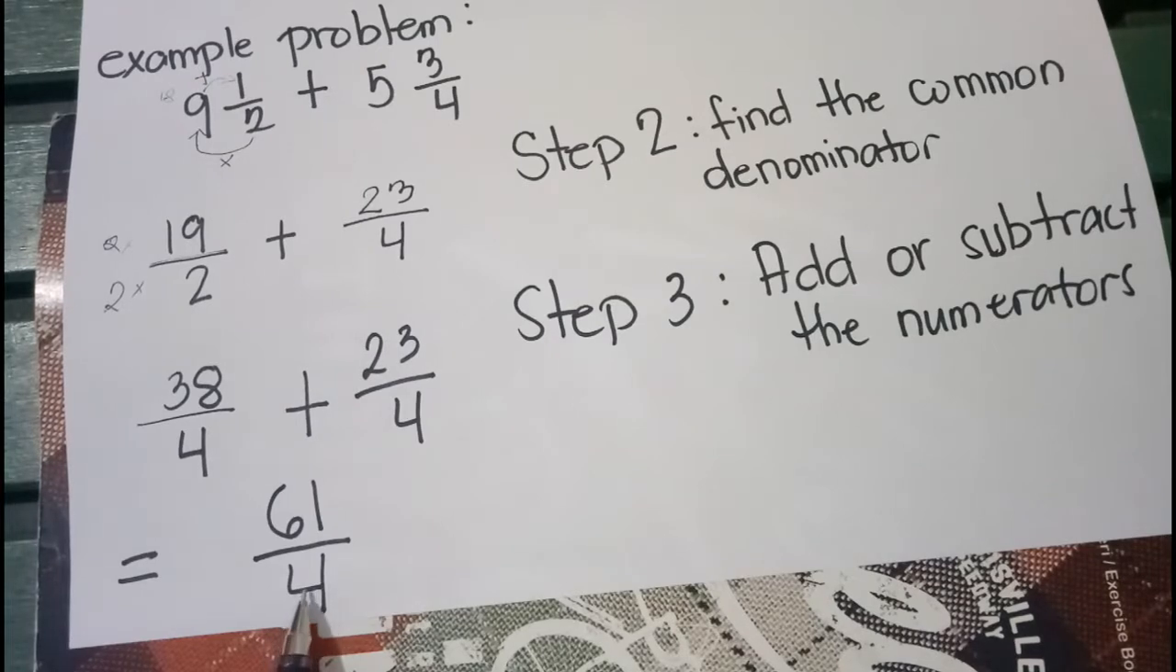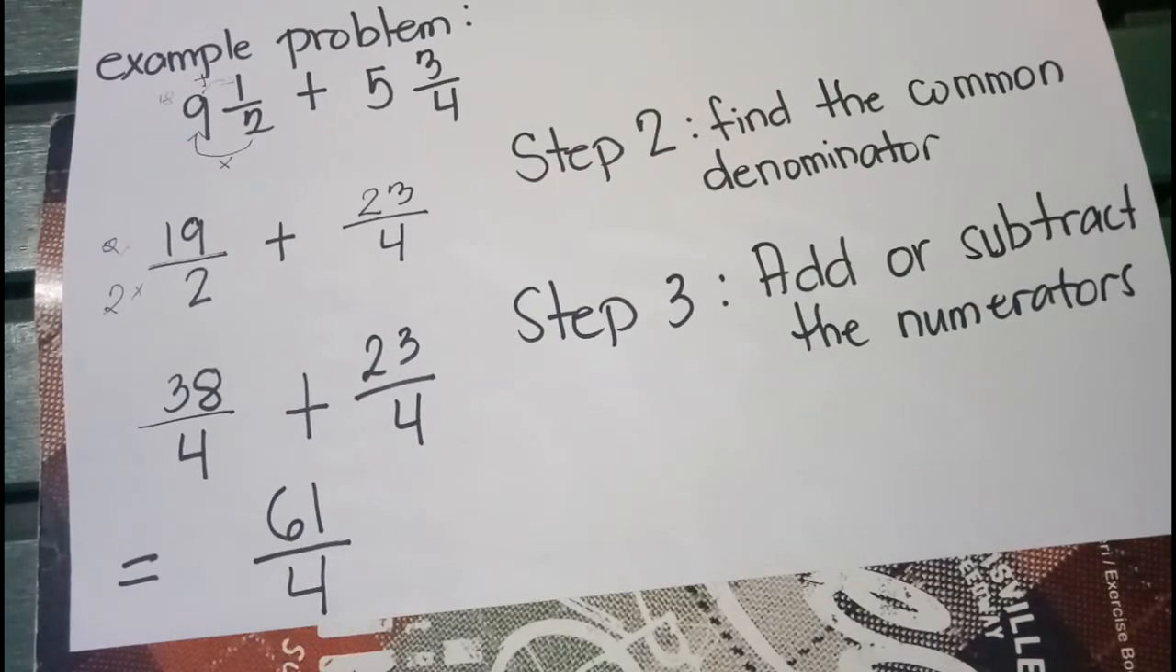3, you can't use it with 4. You also can't use it for 61. So, by checking, there's no same number that can divide 61 and 4. So this will be our simplified answer. Okay, so 61 over 4 is our simplified answer.